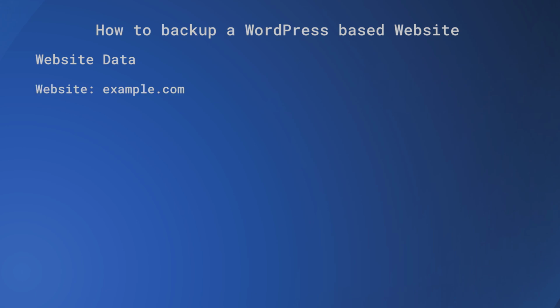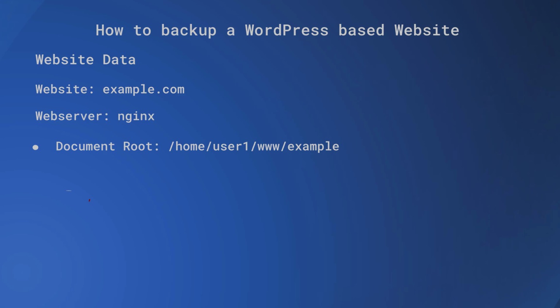Suppose we have a website example.com. Now example.com has a web server. Let's say it is Nginx. So that takes care of serving web pages. Example.com has data which is used by the web server to serve web pages. This data is in two parts. First, it comprises of directories and files under a directory called the document root.